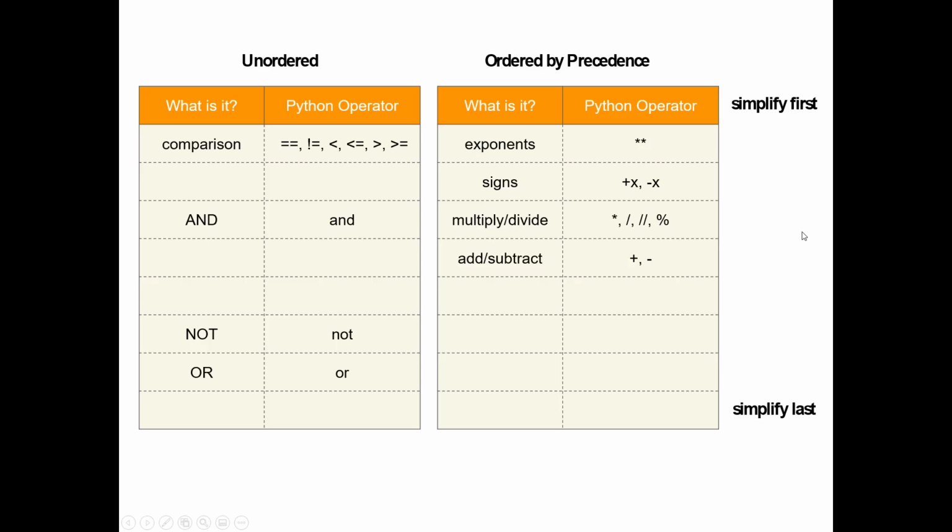Addition and subtraction. That's right. These top four here are the math operators, otherwise known as arithmetic operators. Those are always going to come first. So we do all of the math first before we do any of the others. What comes next?